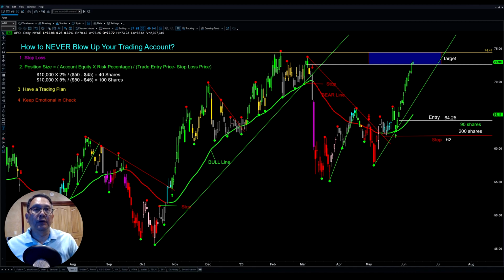So how are you going to do that? There are many different ways that you can set up a stop loss. You can set up a stop loss based on volatility. The simplest way I can see here is using a simple trend line.